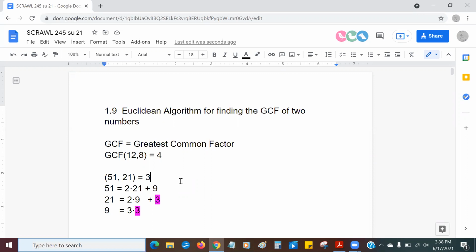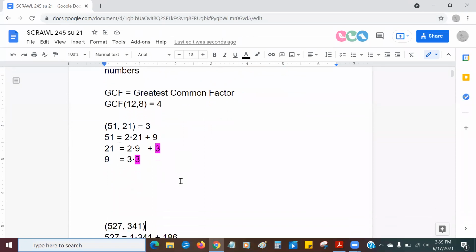Sometimes you may have learned other ways. I think in a typical high school class, they may say take the numbers, break them down into prime factors, or make a factor tree. But here, it's a very straightforward process. That's why it's called an algorithm. Just do this repeated division. So I'm going to give you a couple of other examples I have whipped up here.